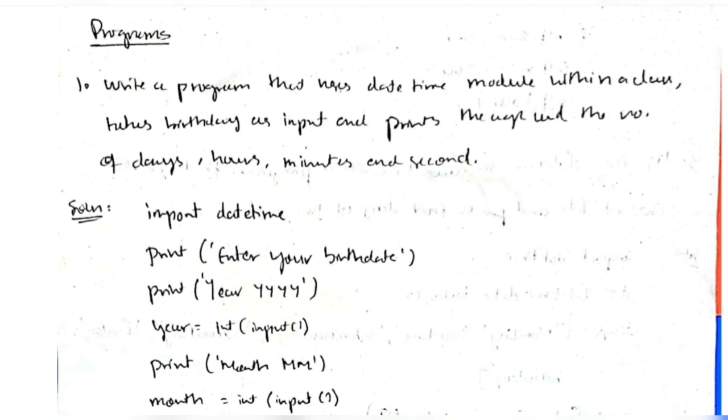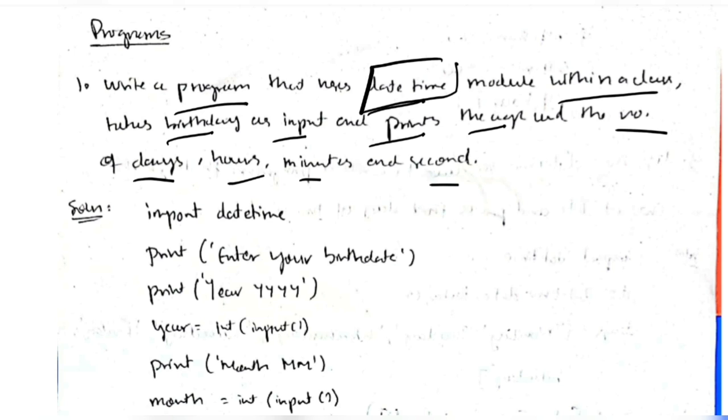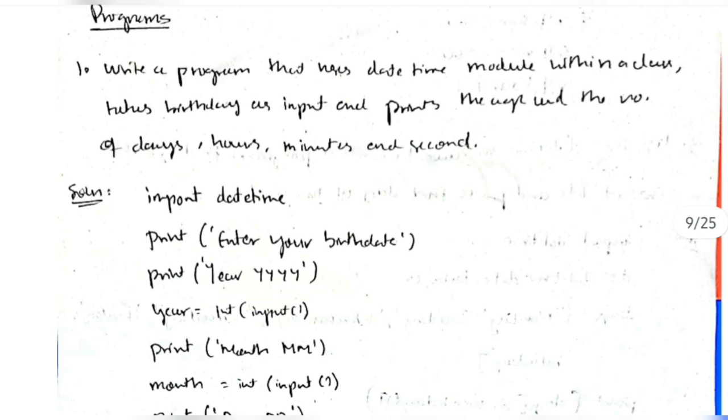Okay, so the first program is: write a Python program that uses the datetime module within a class. So which module do we have to use? The datetime module, and it takes the birthday as input and prints the age and the number of days, hours, minutes and seconds. Okay, so we have to take the input as birthday. So let's do that first.